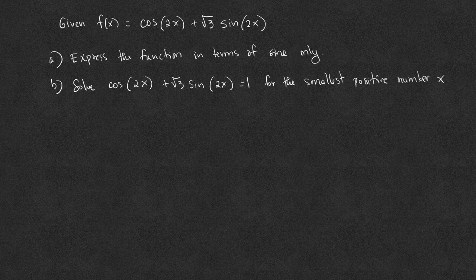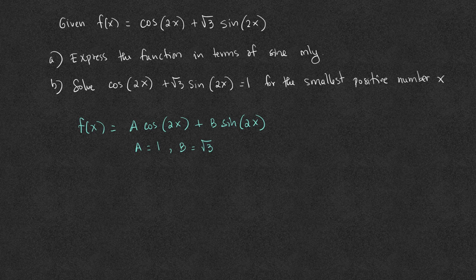function as f of x equals a cosine of 2x plus b sine of 2x. And again, we can use the sum of sine and cosine to find the coefficients a and b. Observe that if we were to let f of x equal this expression, then a equals 1 and b equals the square root of 3.